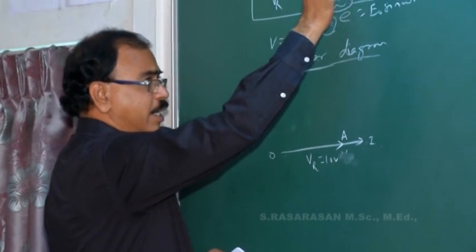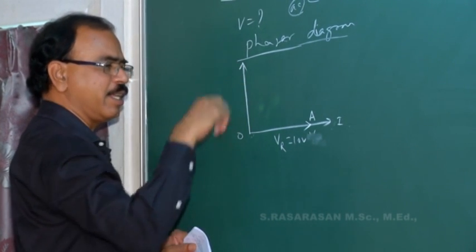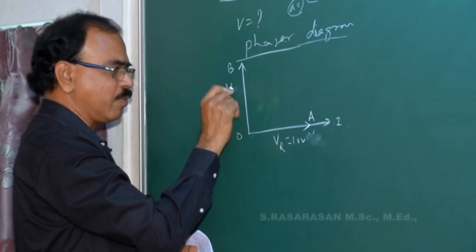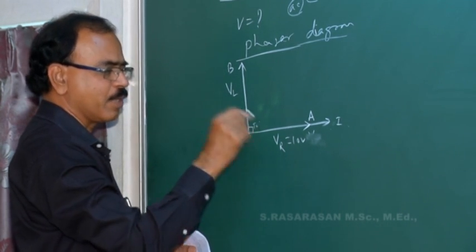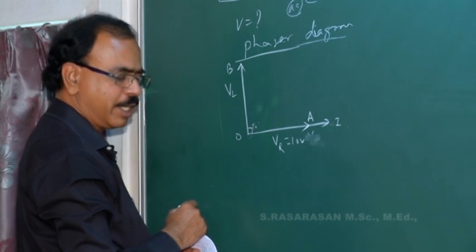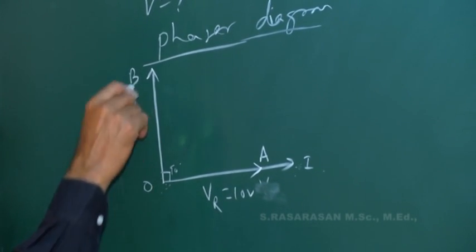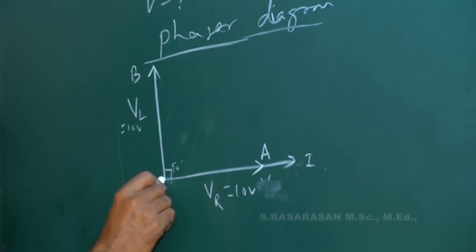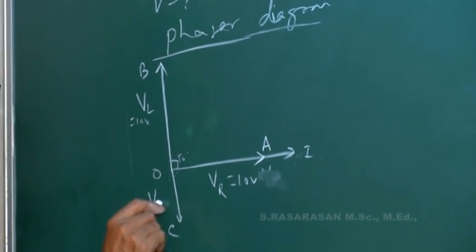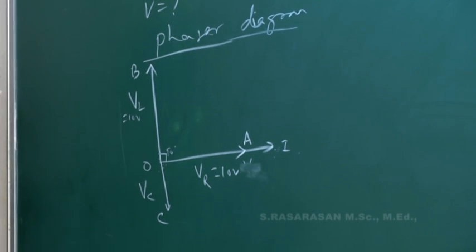Come to the inductor case. In the case of an inductor, the current passing through the inductor is OI, whereas the voltage across the inductor is always leading the current by a phase angle of 90 degree. So let it be OB. OB is VL, it is leading by 90 degree. In the case of an inductor, OI is the current, OB is the voltage across the inductor, or potential difference across the inductor, which is given as 10 volt. It is 90 degree leading. In the case of a capacitor, the current is OI and the voltage across the capacitor is OC. OC is VC. Reason: in the case of a capacitor, we know the EMF lags behind the current by 90 degree.